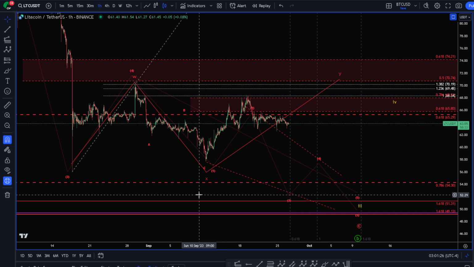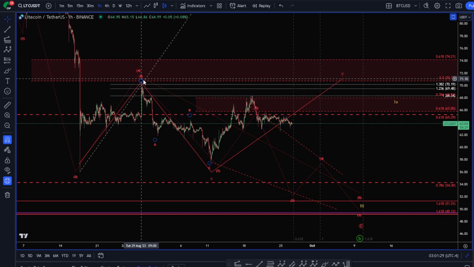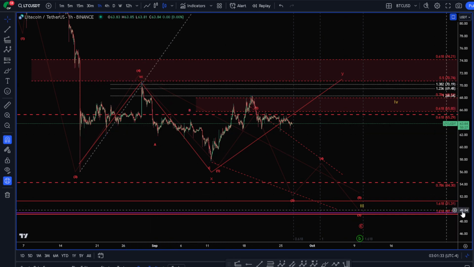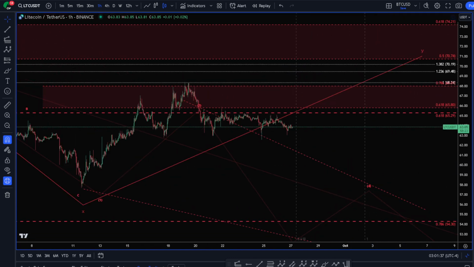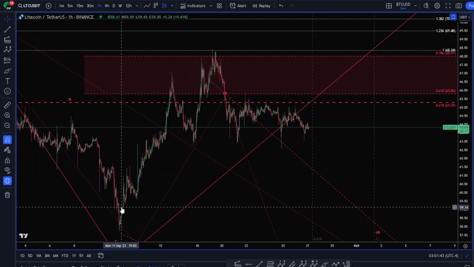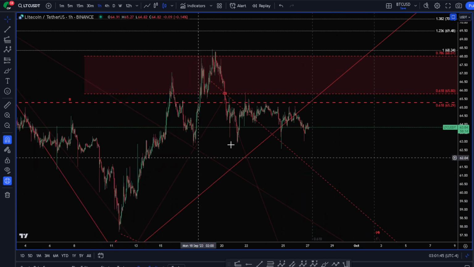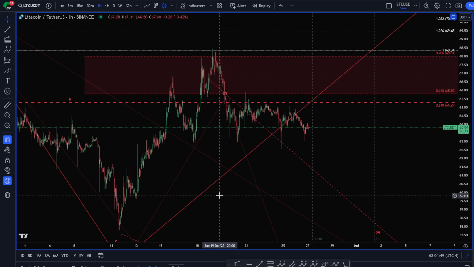So where does that leave us? Okay, if we zoom down here, so we had a complex correction W. We had a zigzag for a B or an X wave, or our 1 wave, whichever other way you want to count it here. This could be, I see 5 waves here. Those look pretty good for separation.